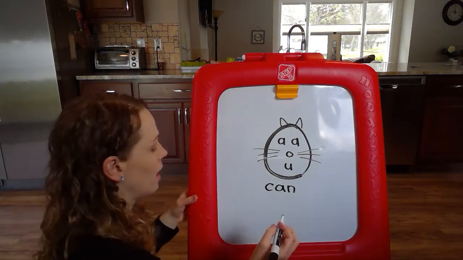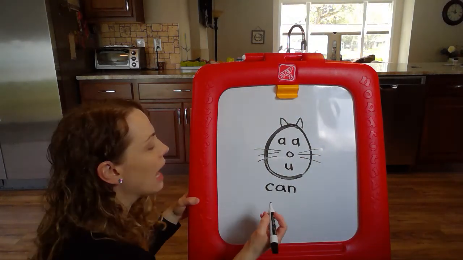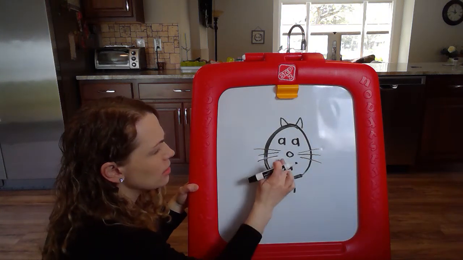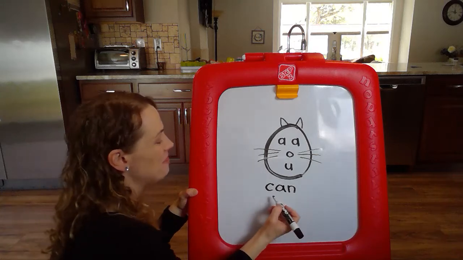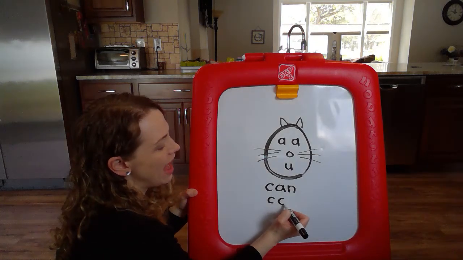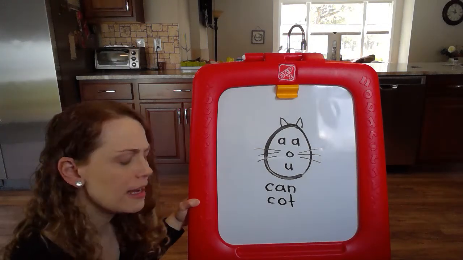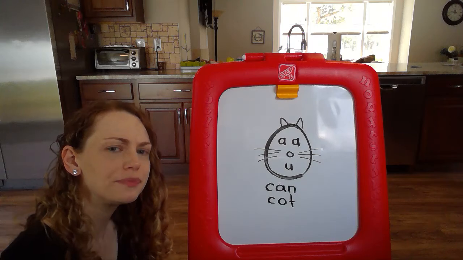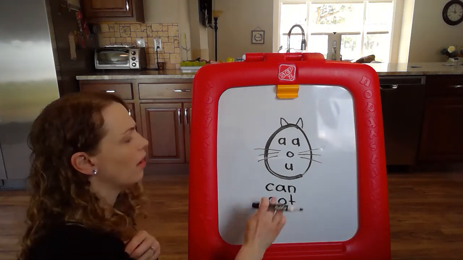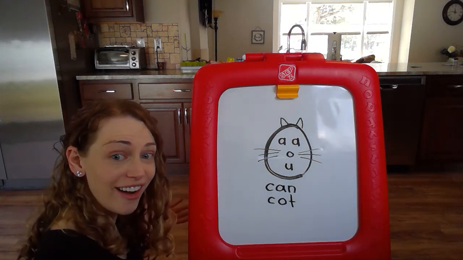If we wanted to write the word cot, like something that you might sleep on, a cot. That has an O. So what letter does it have to start with? A C. C-O-T would also start with C. What if I did cup? We're going to get a drink out of the cup. U. So it has to start with the letter C.